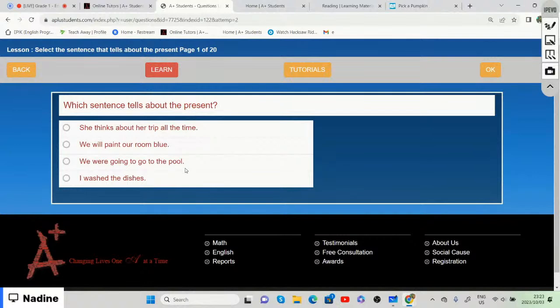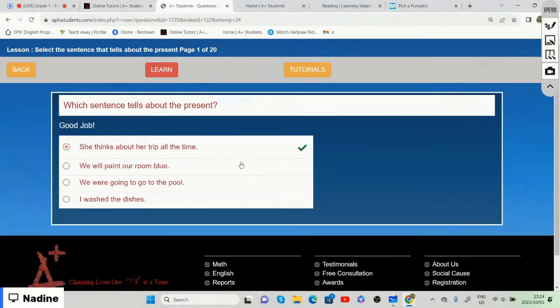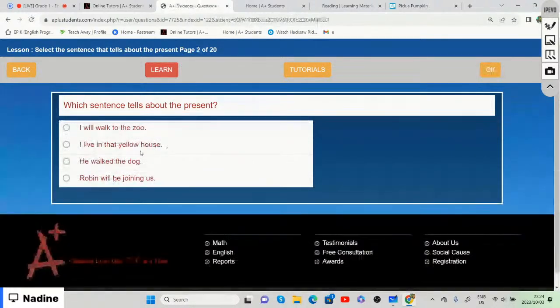All right, so if we select the sentence that tells us about the present, then we can say she thinks about her trip all the time. And that word thinks, where the S also shows it's ongoing, a thing that she's doing now. She thinks about her trip all the time. So we still need to say which sentence tells about the present.